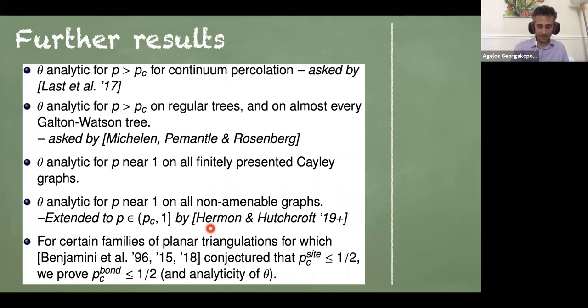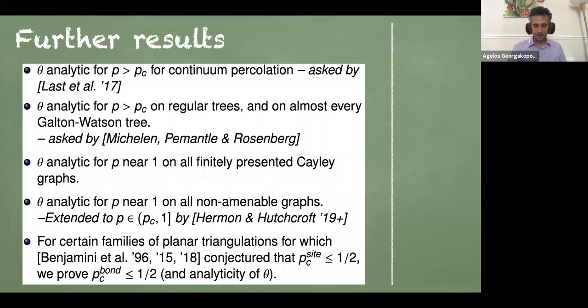And there is a fantastic result by Hermon and Hutchcroft that came soon after ours, that they got the analyticity all the way down to pc for non-amenable graphs, no planarity here. Okay, so I'm mentioning this because it's again relevant to Ron Peled's talk. He mentions some conjectures of Benjamini that the site percolation pc is at most a half. We could almost get that. Instead of the site percolation threshold, we got the bond percolation threshold to be at most a half by our refined Peierls argument with our new interfaces.